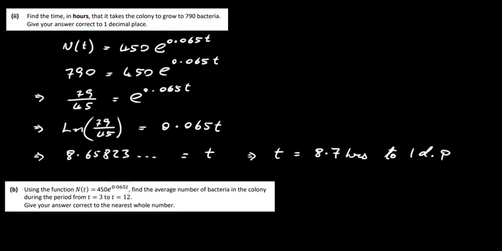Let's have a look at part B then. Using the function n of t is equal to 450 e to the power of 0.065 t, find the average number of bacteria in the colony during the period from time t is equal to 3 to t is equal to 12. Give your answer correct to the nearest whole number. So in this case we've got to use the average value formula.